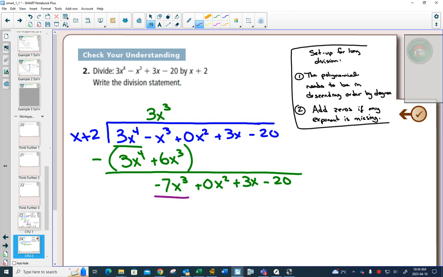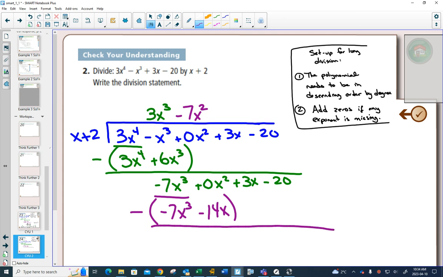We have a new first term. Our new first term is minus 7x cubed. What would you have to multiply x by to get the minus 7x cubed? You'd have to multiply by a negative 7x squared. So by putting our 0 there, we kept a column for x squared. And when I multiply now, I'm going to get negative 7x cubed, and negative 7x squared times 2 is minus 14x squared. Subtract: 0 minus a negative will be positive 14x squared plus 3x minus 20.